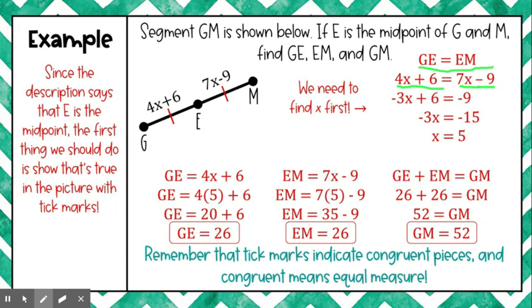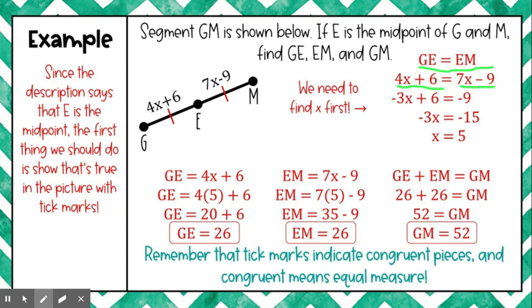So now we've put in our expressions. Now let's start solving through. We're going to work our way through, and we can go ahead and get our x to one side. So we're going to subtract 7x from both sides. And that's going to give us negative 3x plus 6 equals negative 9 on one side.